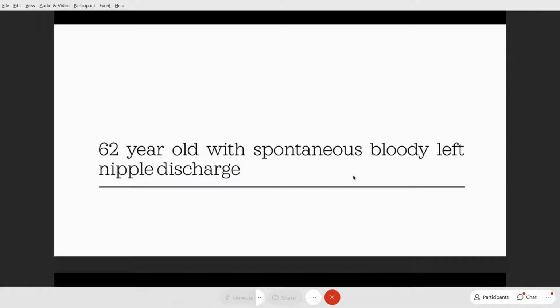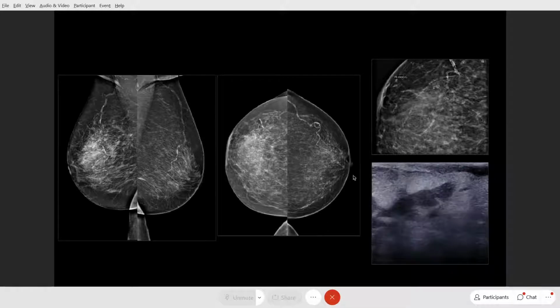The last case in the last set is a 62-year-old lady with spontaneous bloody left nipple discharge. She is a doctor. She had a lot of pain, a tense breast, and even with mild compression she was pouring out blood. You can see that there is increased density compared to the opposite breast, which corresponds to all the dilated ducts filled with echogenic contents and surrounding inflammation. On the mammogram, we also see abnormal calcifications, and we can definitely perform a stereotactic biopsy, but she was in a lot of pain because of the tense breast.